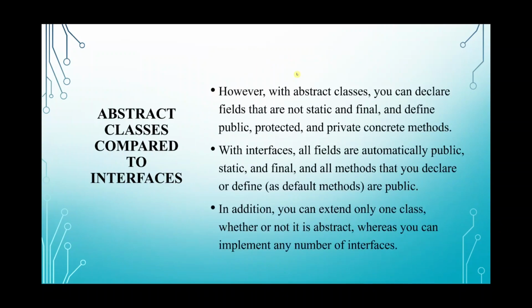With abstract classes, you can declare fields that are non-static and non-final. With abstract classes, you can have non-static and non-final fields and define public, protected, private, concrete methods. However, with interfaces, all fields are automatically public, static, final. And all methods are declared public. All of them. You don't get to choose. In addition, you can extend only one class, while you can implement any number of interfaces.